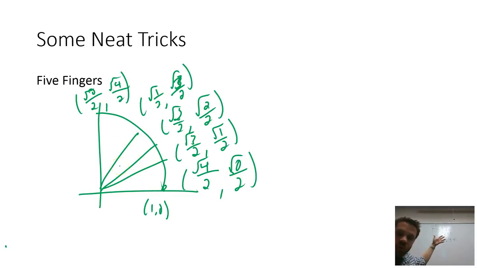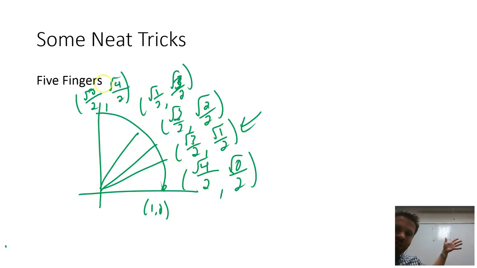So what you can do is if you want to find the sine and cosine of, let's say, pi over 6 right here, you would put down your ring finger because that's the one you're looking for. And then you notice that on the bottom, you have one finger that's left. That represents this root 1, so that's the sine. And then you have three fingers above. That represents your x coordinate, so it's root 3. It works with all of them.